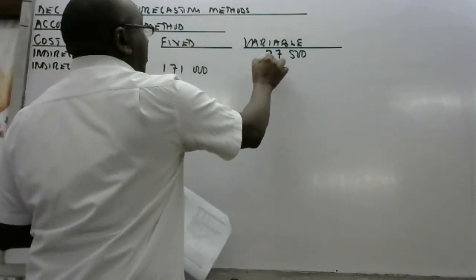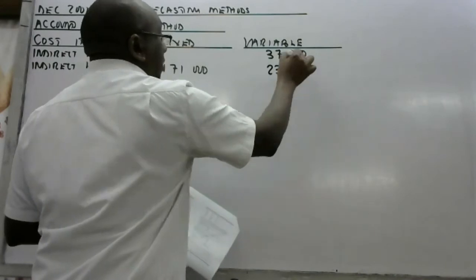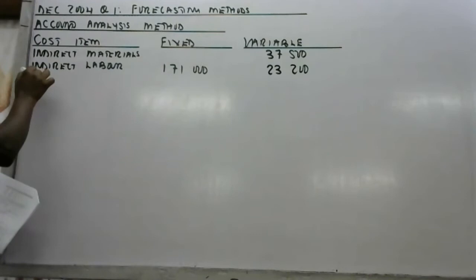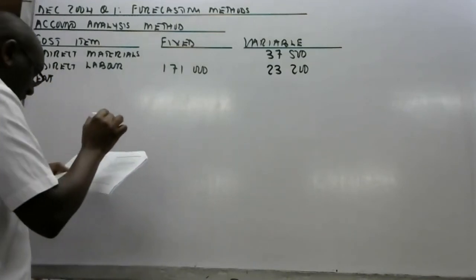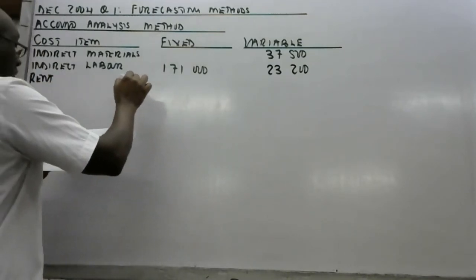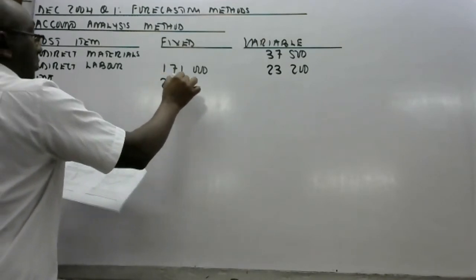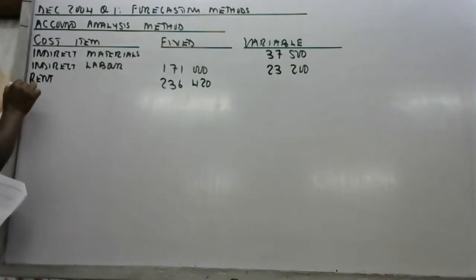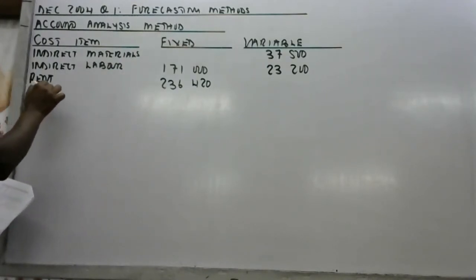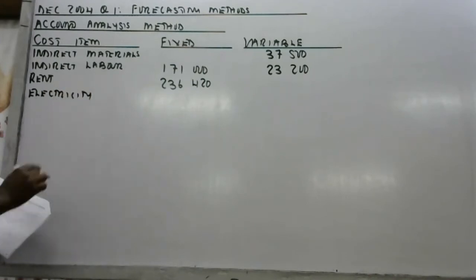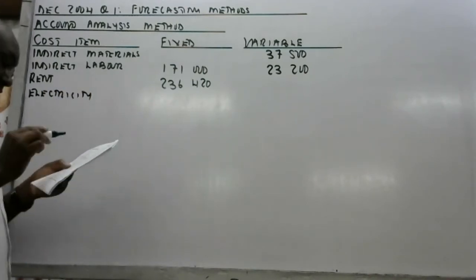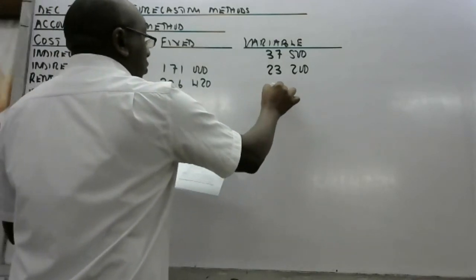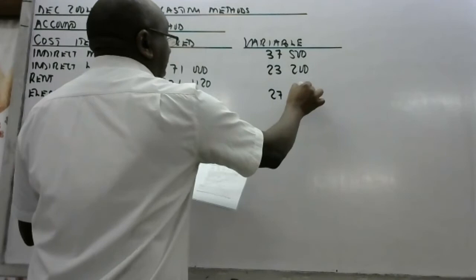23,200. Good. So that is the variable component. Rent, that one we know so well, is supposed to be fixed, and that is what even the examiner is saying. 236,420. Electricity, that one we may need to be guided. But if we were not guided, this one we should call it fixed. But now they have told us to take it to be variable. 27,210.